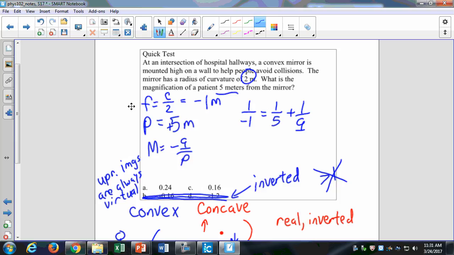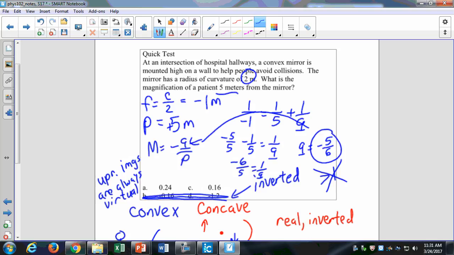So that would be negative 5 over 5 minus 1 over 5 equals 1 over Q. It's useful not to use your calculator. I find that I just mess it up when I put it in my calculator. So if you can do that, that's fine. That's okay too. So that's negative 6 over 5 is 1 over Q. And so Q then is negative 5 over 6. And then if I want to know the magnification, I take this and I put it in for Q over here. And I find that the magnification is negative 5/6 divided by P, which is 5. And so that's positive 1/6, which is 0.16.